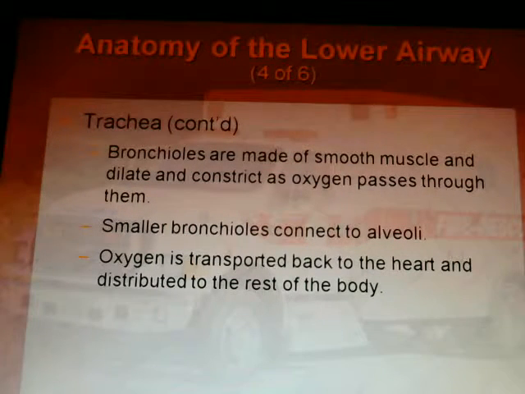Bronchioles are made of smooth muscle and dilate and constrict as oxygen passes through them. Smaller bronchioles connect to the alveoli. The way I remember alveoli is ravioli, or alveoli. Oxygen is transported back to the heart and distributed to the rest of the body.